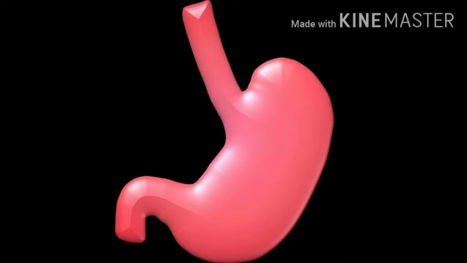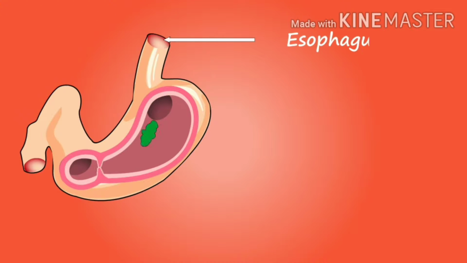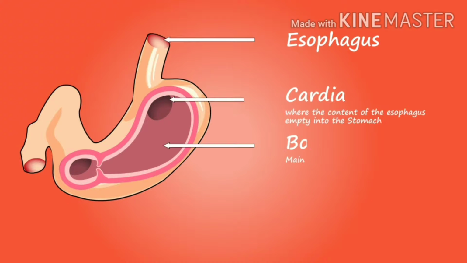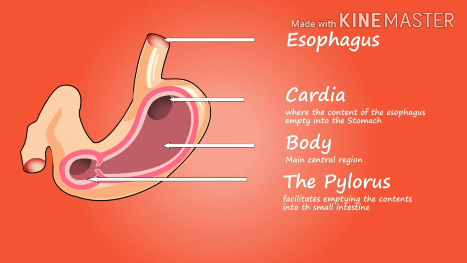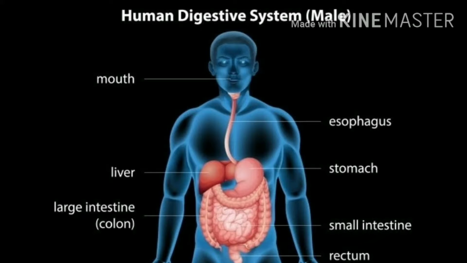Now the partially digested food passes from the stomach to the small intestine. At the end of the stomach, the pyloric sphincter is present. It helps to regulate the passage of the food materials into the small intestine. Now the food enters into the first part of the small intestine called the duodenum, a U-shaped part.